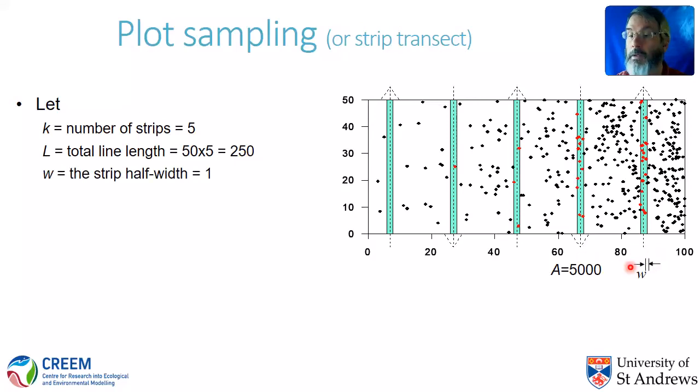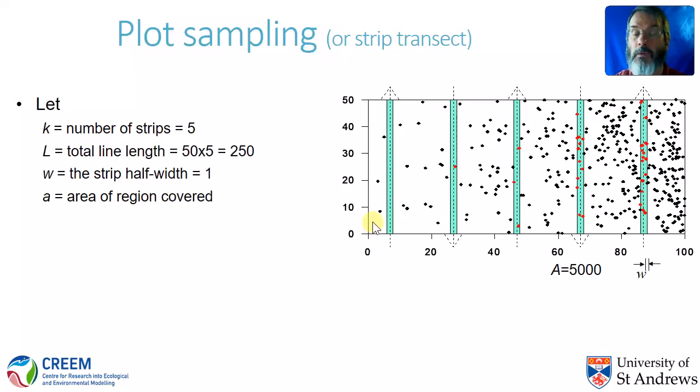Note, in addition, that we have defined the half width of these strips. What do I mean by half width? The half width is how far on either side of the strip the observers, such as yourself, are going to look to detect animals. Notice here's an animal that is just outside this half strip width W. And so that animal isn't counted, but all animals at distances less than W from the transects are detected and are counted.